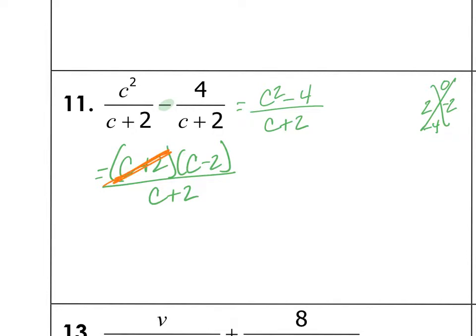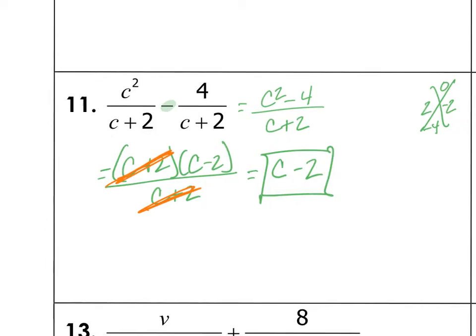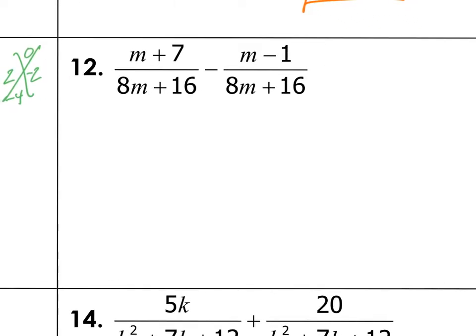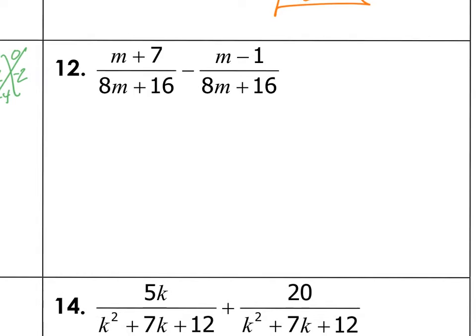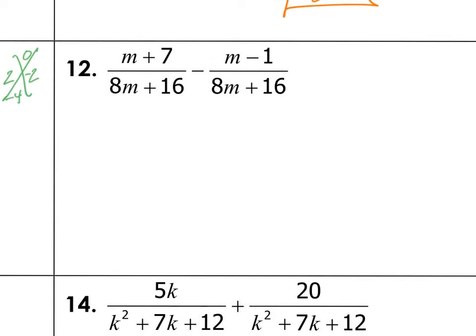So I have a c plus 2 in the numerator and a c plus 2 in the denominator. So that means this equals c minus 2. Okay, good job. So number 12, here we go. Let's see, this is a subtraction problem.